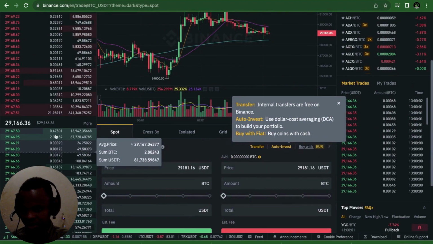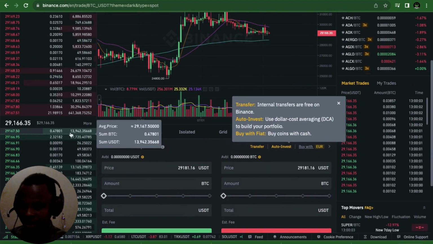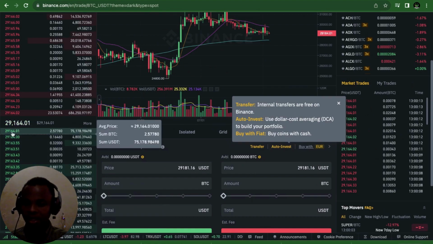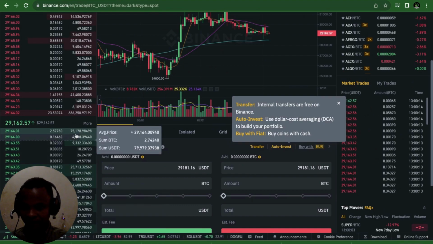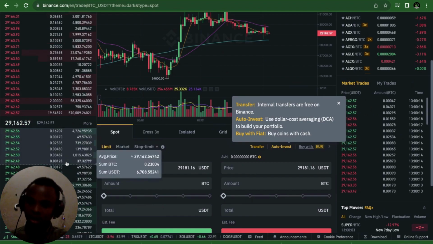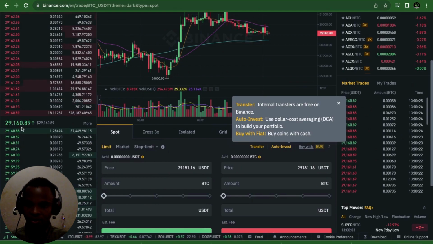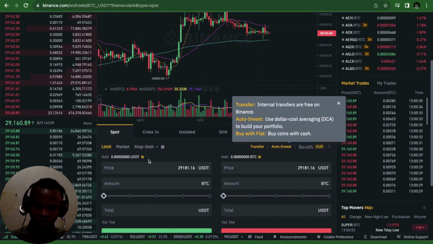So this person is willing to sell $13,000 worth of BTC at 29,166. This person is willing to buy 75,000 and so on. These are people's orders. People are willing to buy. So remember, for a transaction to happen, there must be an agreement between a seller and a buyer. The seller and the buyer come to this middle point and reach an agreement before there could be a transaction.